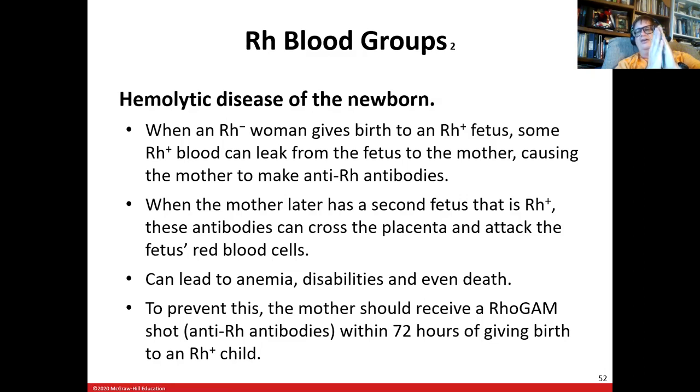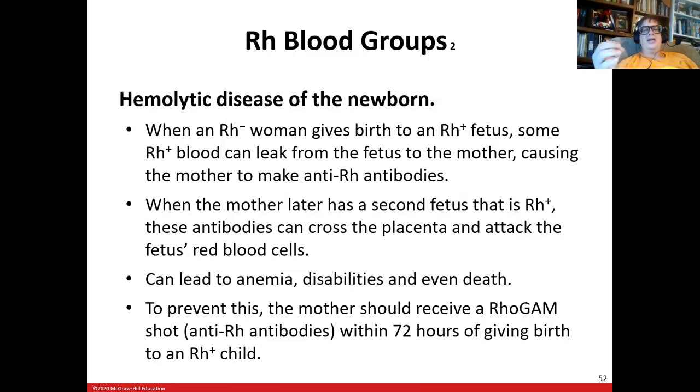So you really don't want to create a situation where an Rh negative mom on second pregnancy with an Rh positive child is passing anti-Rh antibodies through the placenta into the baby. Basically, mom's antibodies are attacking and destroying baby blood. And when that happens, there are bad side effects. So let's go ahead and read this.